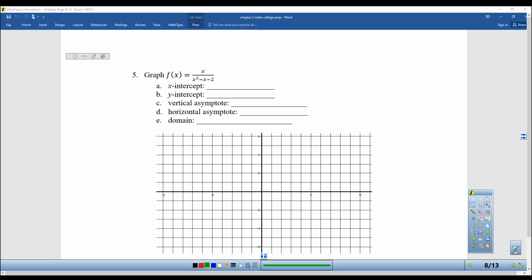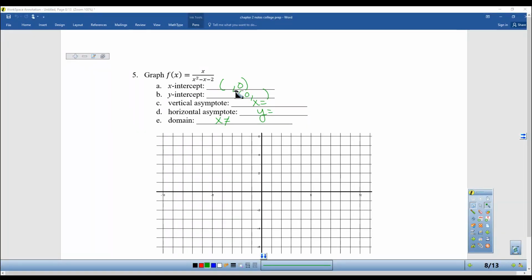Next one. Graph y is equal to x over x squared minus x minus 2. Let's go ahead and fill in all these pieces. So it's going to be something comma 0, 0 comma something, x is equal to a number, y is equal to a number, x is not equal to a number. Filling that in real quick is always helpful. It also kind of serves as a guideline.